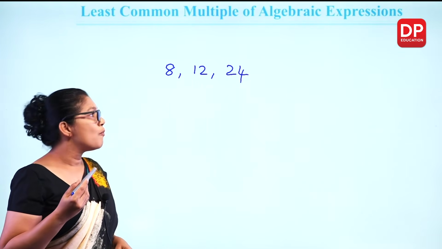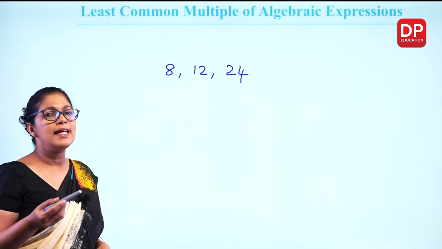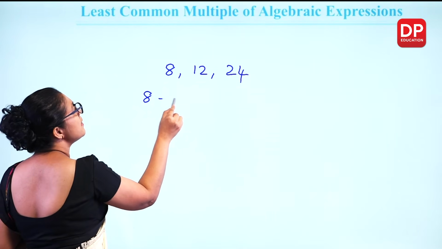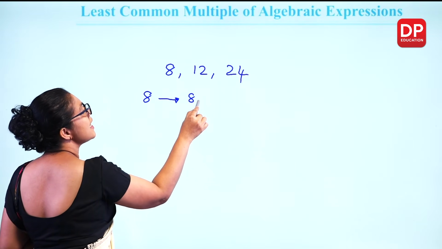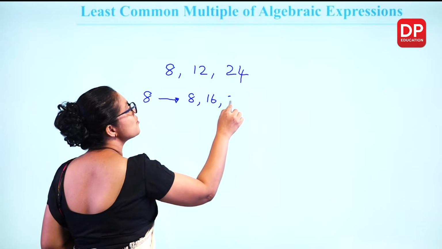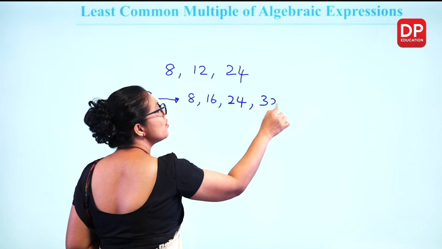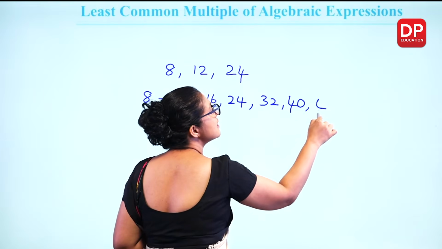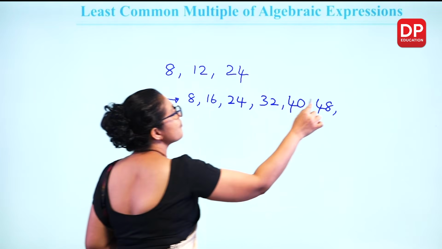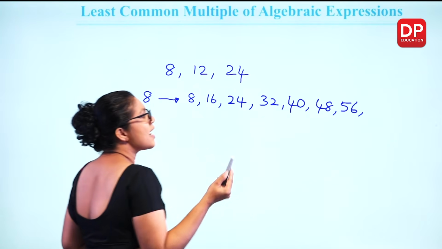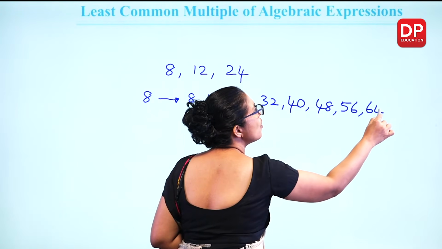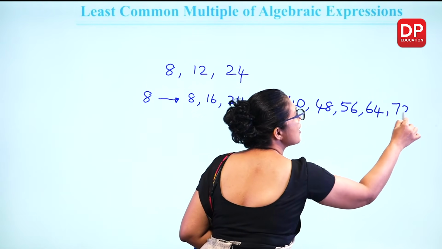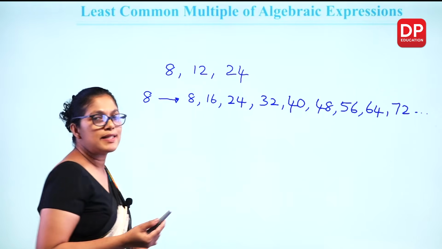So here, what are multiples of 8? Basically, it's the times table. So when you take multiples of 8: 8 times 1, 8; 8 times 2, 16; 8 times 3, 24; 8 times 4, 32; 8 times 5, 40; 8 times 6, 48; 8 times 7, 56; 8 times 8, 64; 8 times 9, 72. So here you can write any number of multiples.